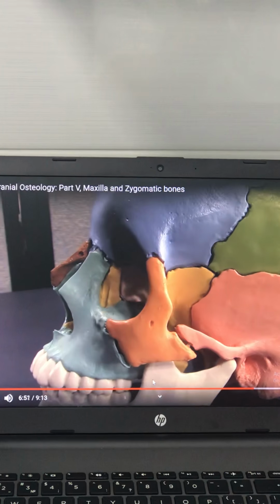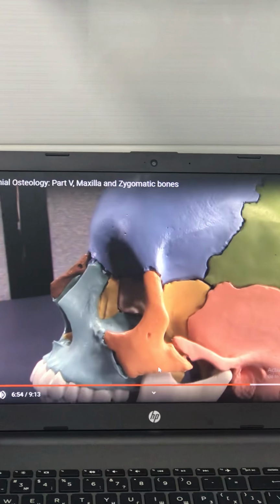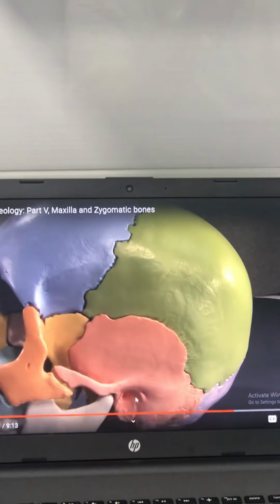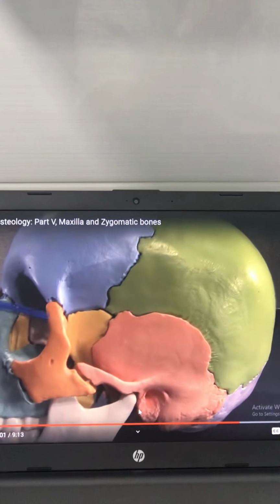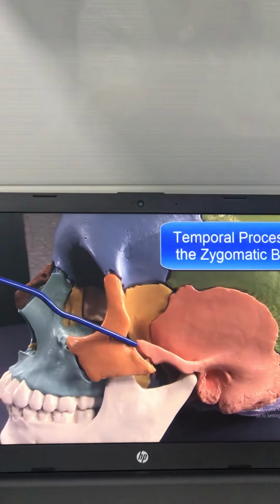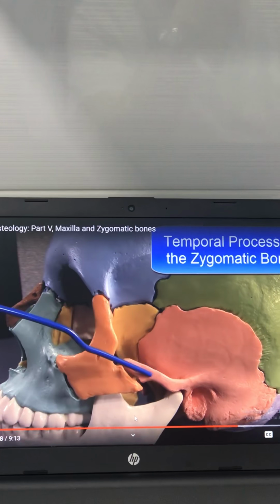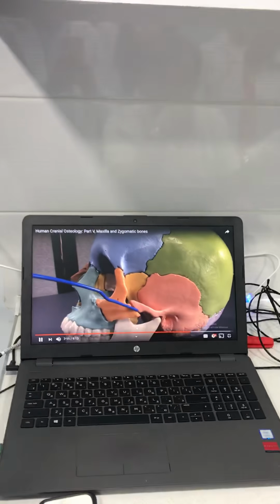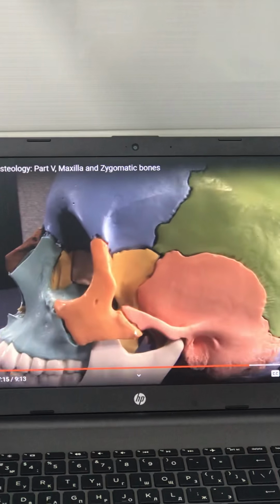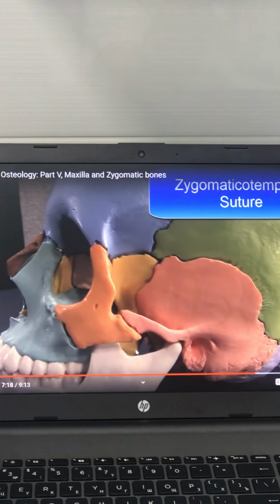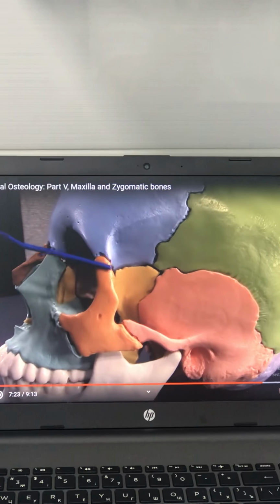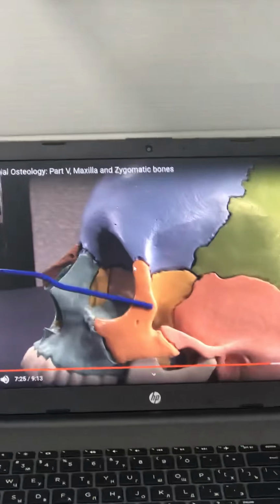And it literally connects the two big divisions of the cranium, the neurocranium with the visceral cranium, or the facial skeleton. So it has two processes. It has a temporal process of the zygomatic bone right here, which connects with the zygomatic process of the temporal bone, and this is the, what suture? That's the zygomaticotemporal suture.